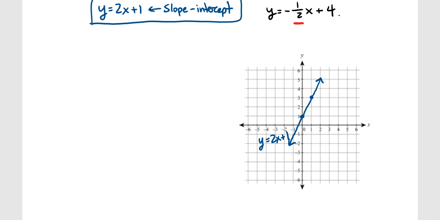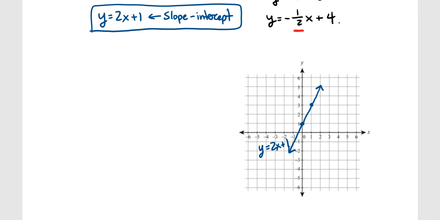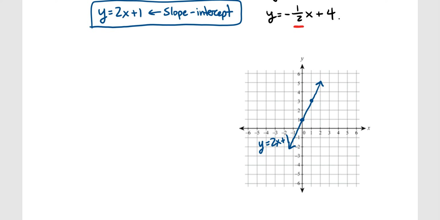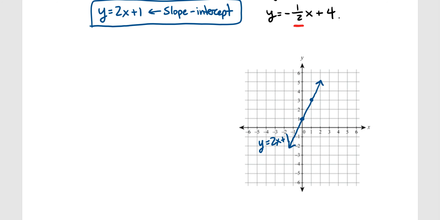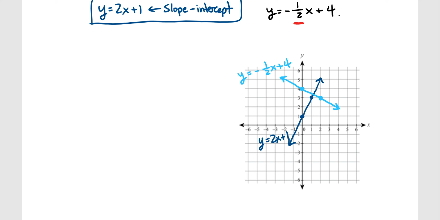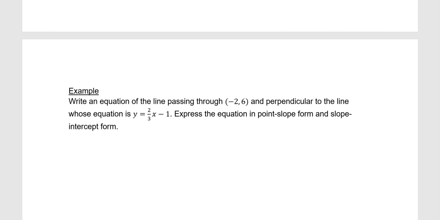So here's our line graphed. Now let's graph this line right here that we were perpendicular to, just to verify that that is correct. y equals -1/2 x plus 4. And we get this line right here. So taking a look at this, it does look like these are intersecting at right angles. Looks like it's 90 degrees at that point where they're intersecting. Okay, so let's do one more with perpendicular here.